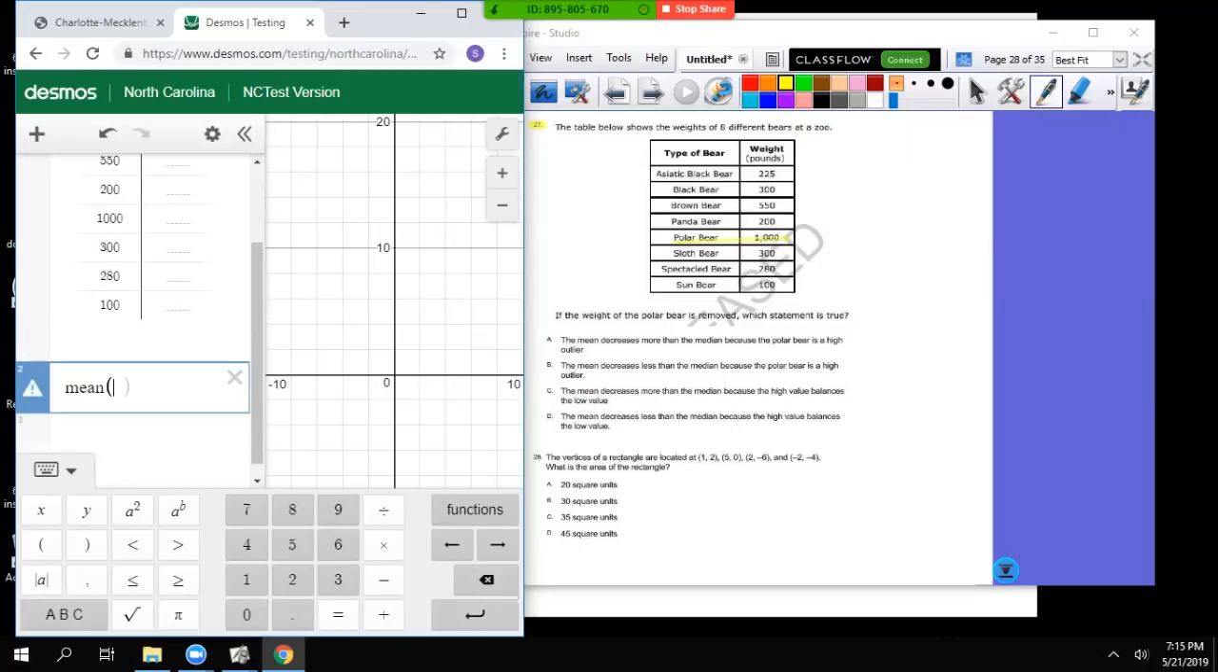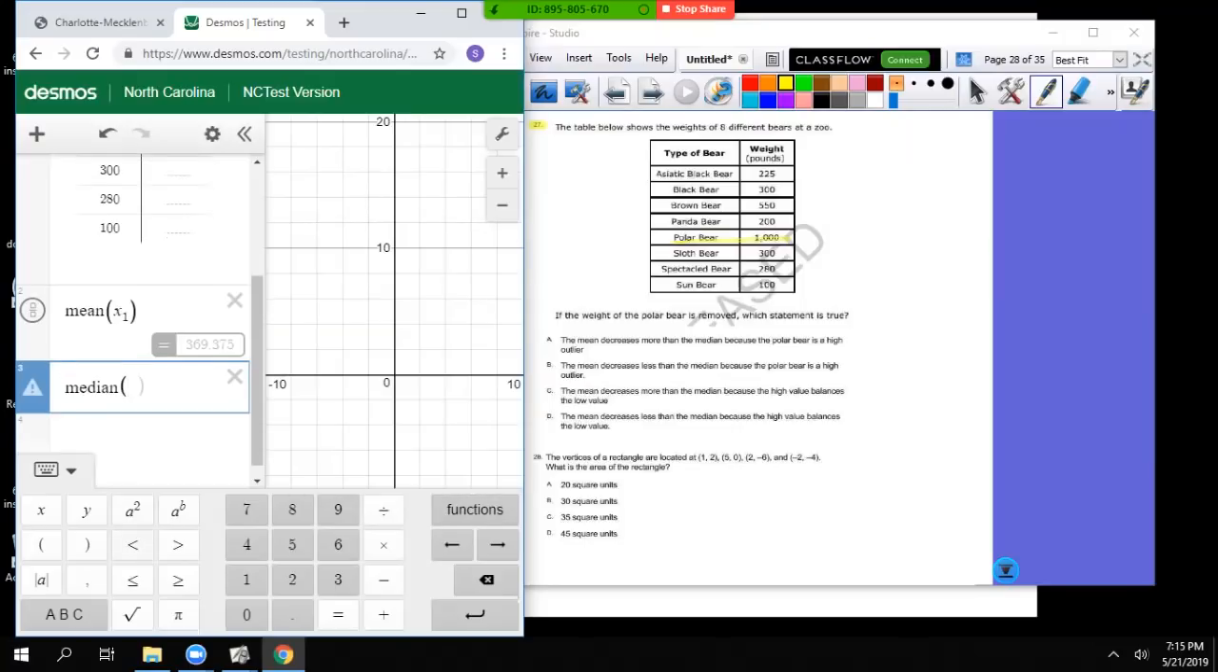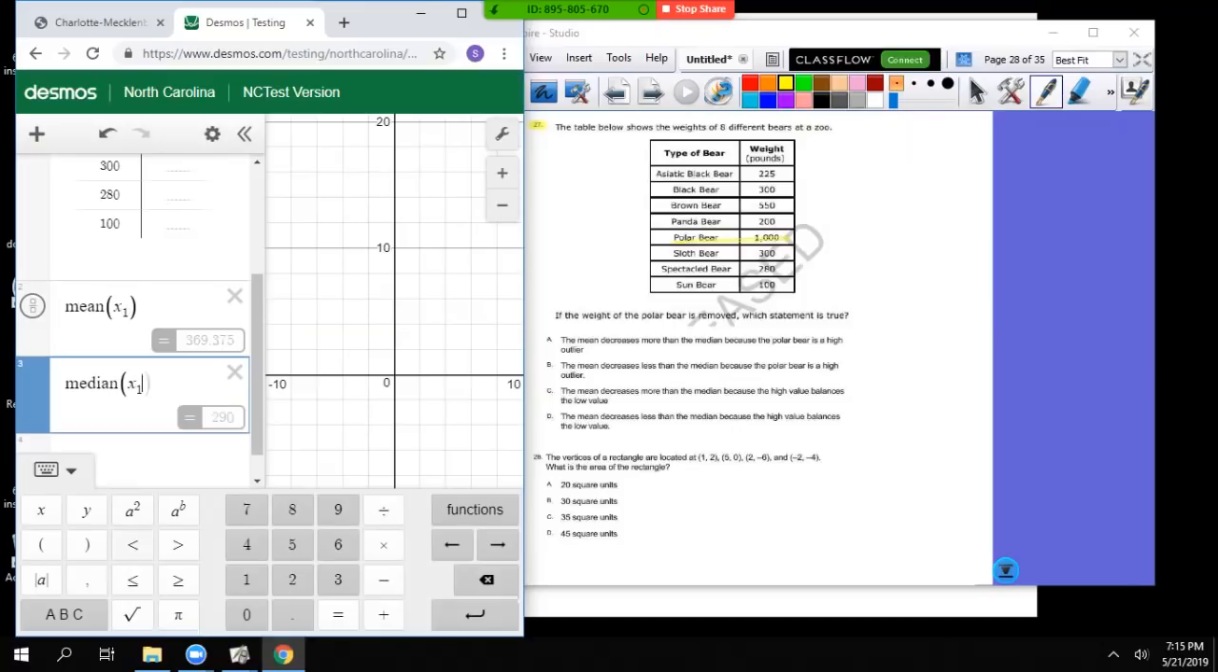And because all of our information is x of 1, we're just going to type in x of 1. Now it's calculated for us. We're going to go ahead and do the same thing for median. So functions, stats, median, x of 1, and then we're going to see what it is.